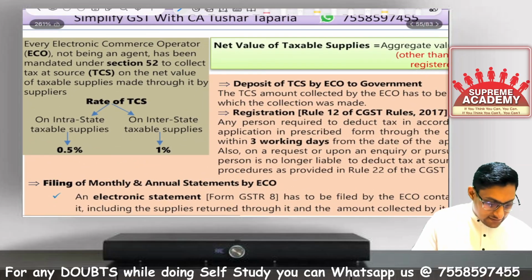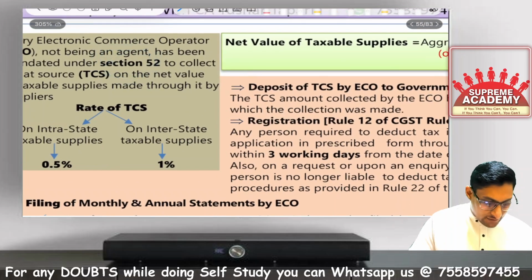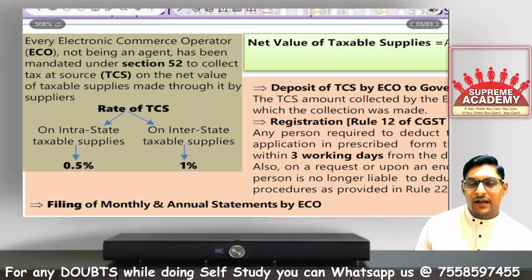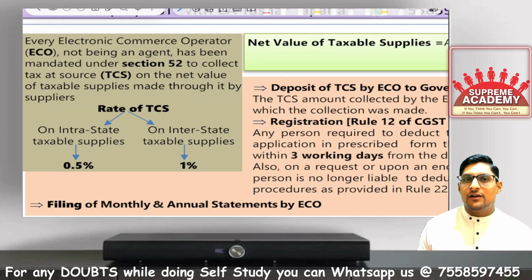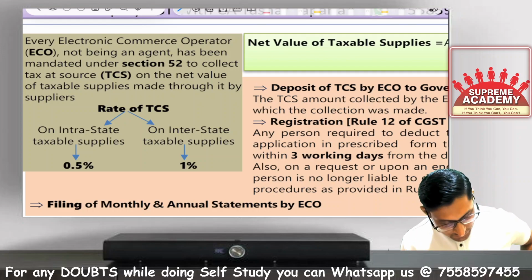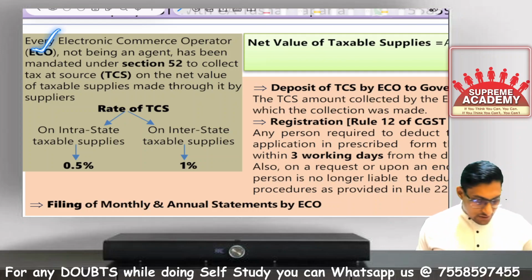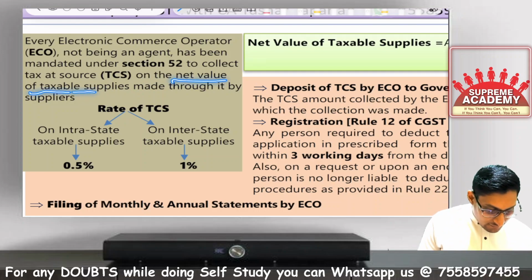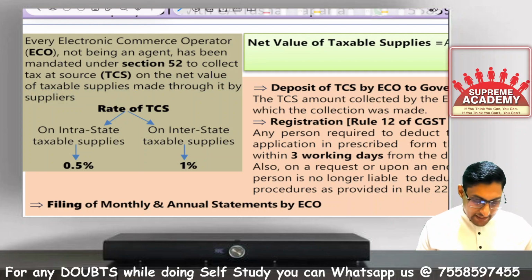Now coming to the TCS portion under section 52. See here, under section 52, the e-commerce operator, that is ECO, is required to get registered and is mandatorily required to collect tax at source from the supplies made through the ECO by the supplier. So here the responsibility of the e-commerce operator is to compulsorily collect the tax at source on the net value of taxable supplies made through it by the supplier.